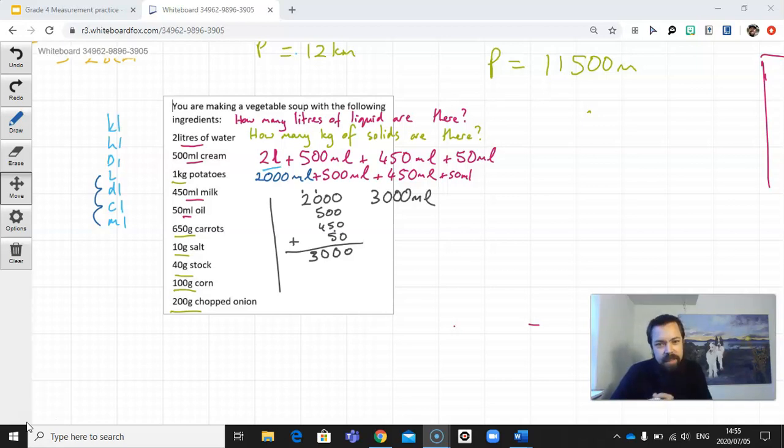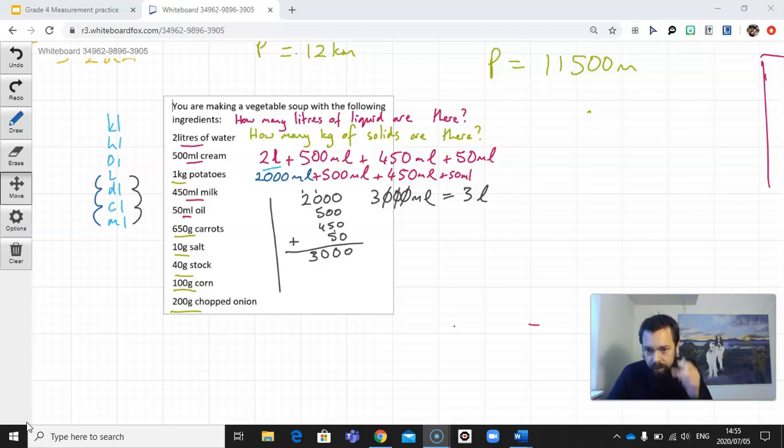And you might notice that that converts quite nicely into liters. So this time we're going from milliliters to liters. We're going to take 3 jumps, so we're taking 3 zeros away. And so our final answer is that the number of liters in the soup is 3 liters. That's a lot of liquid.